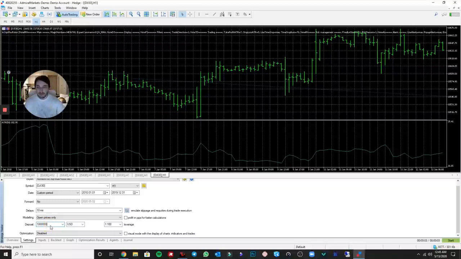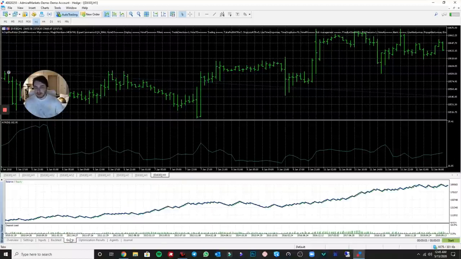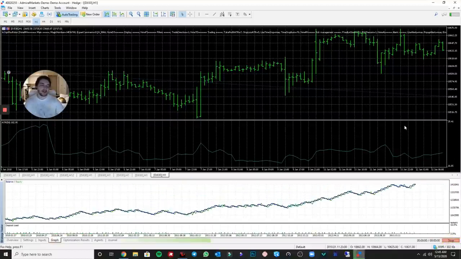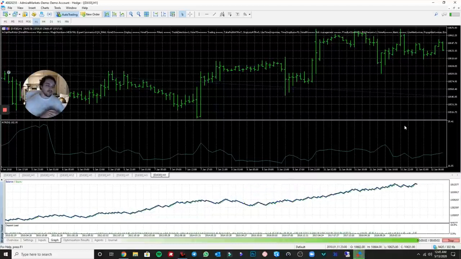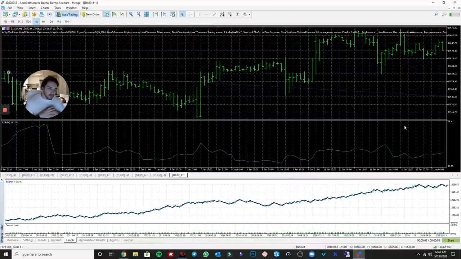and one more zero for a $1 million account. Let's see what happens in 10 years. So it went from 1 million to 1.82 million. So basically an 82% growth in 10 years.